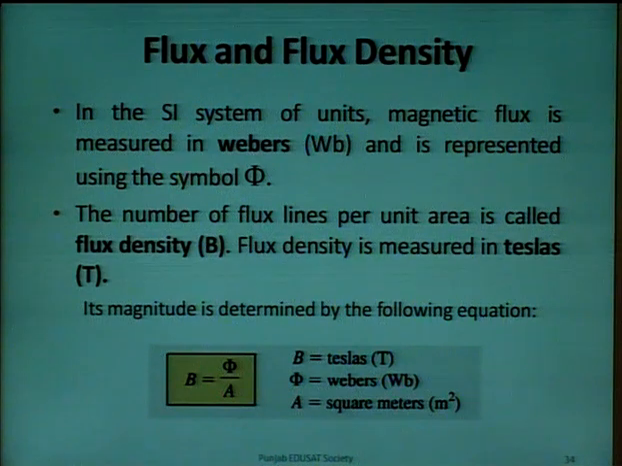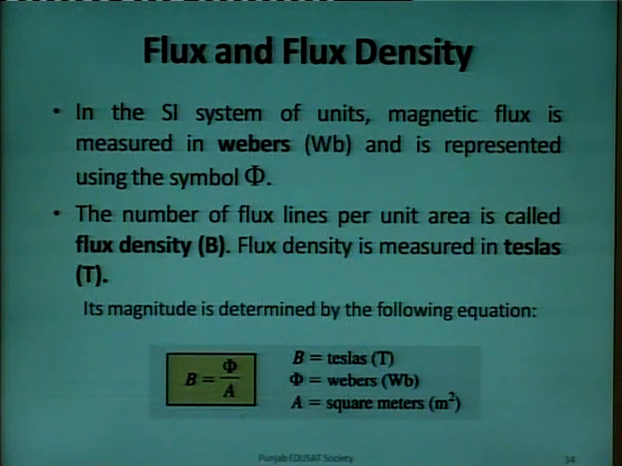So, its magnitude can be determined by the following equation: B is equal to phi upon A, where B is the flux density in Teslas, phi is the flux in Webers, and A is the area in square meters. So, Webers per meter square, that is known as Tesla.